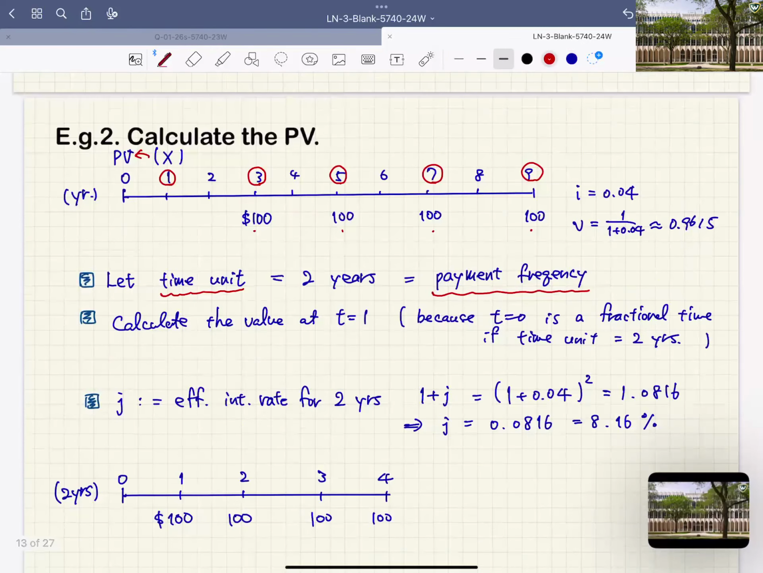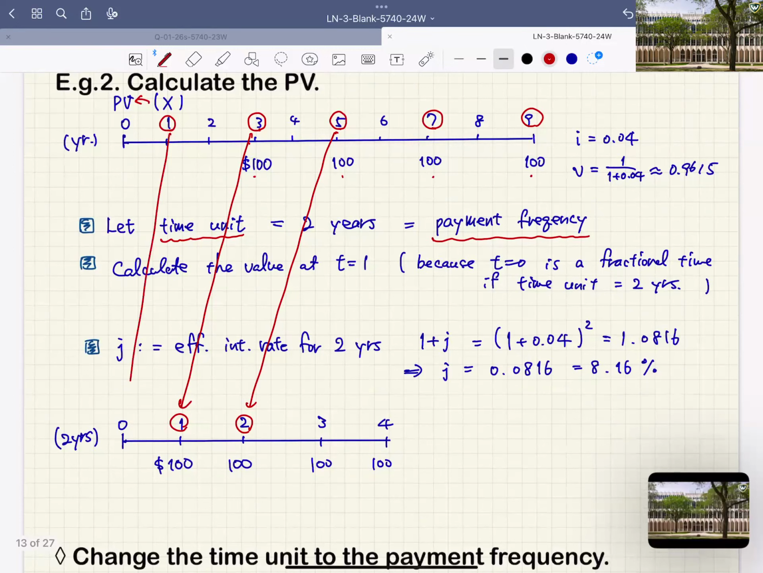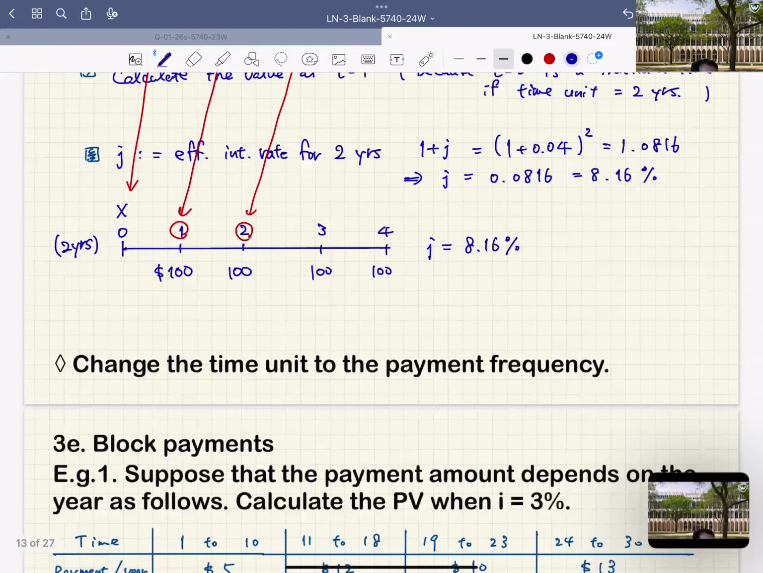And basically we make this t equal to 3 into t equal to 1. So we make this equal to this, and this equal to this, and so on. So then this 1 becomes 0, which means that we have x here. And here, the interest rate is 8.16%. Okay, so now we want to calculate x.